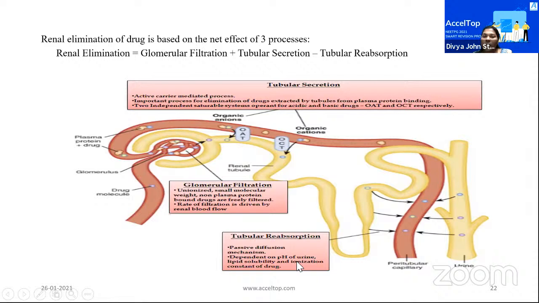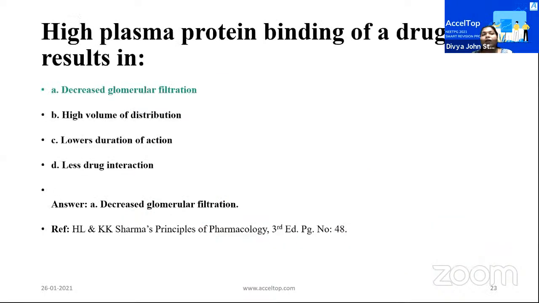In tubular reabsorption, it is a passive diffusion process. It is dependent on the pH of the urine, the lipid solubility, and the ionization constant of the given drug. Okay, so that is the effect of plasma protein binding on the various pharmacokinetic parameters. So now you know that high plasma protein binding of a drug results in decrease in glomerular filtration because it is a bulky molecule. It is not amenable to filtration into the Bowman space.